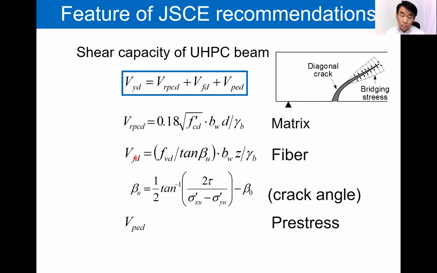Specifically, fvd is 6.8 megapascal, taking into account the material safety factor. And beta u is the angle of the diagonal cracks, and beta pd is the prestress, an effective component of tension force of the diagonal prestressing tendon.